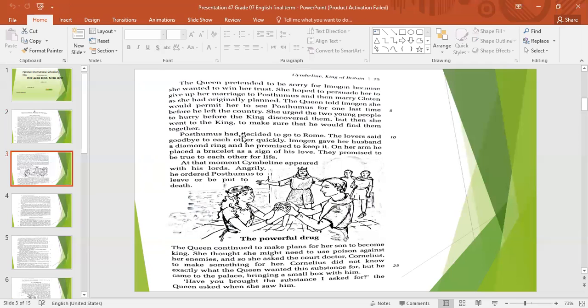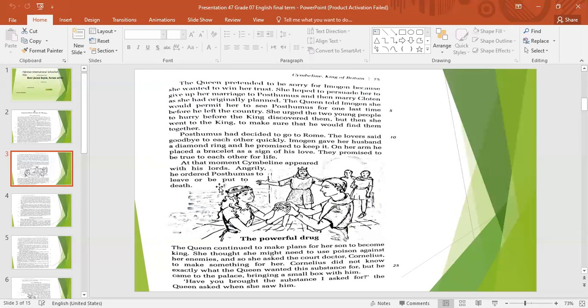Posthumus had decided to go to Rome. The lovers said goodbye to each other quickly. Imogen gave her husband a diamond ring, and he promised to keep it on his arm. He placed a bracelet on her arm as a sign of his love. They promised to be true to each other for life. At that moment Cymbeline appeared with his lords, angrily, and he ordered Posthumus to leave or be put to death.